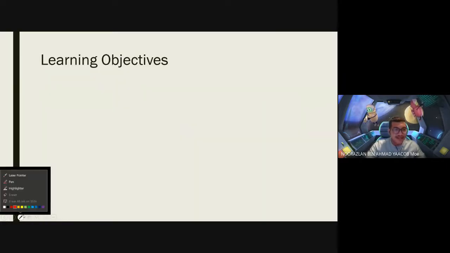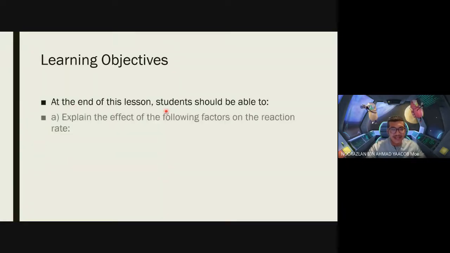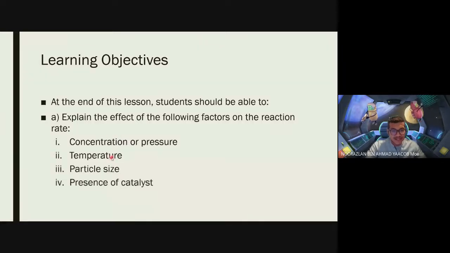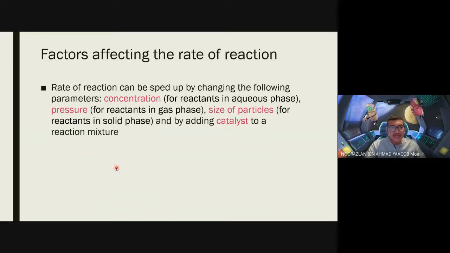Okay, alright. So I repeat again. Okay, so at the end of this lesson, we will explain the factors that affect the rate of reaction. Okay. So we know we can change the speed of the rate of reaction by changing the concentration, pressure, size of particles, catalyst and also temperature. So if we change these parameters, we can affect the rate of reaction. But the reaction that occurs is still the same.